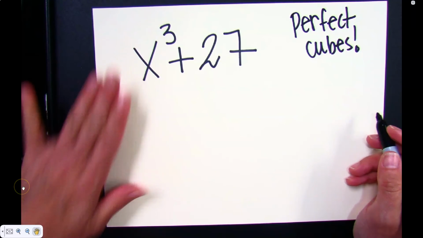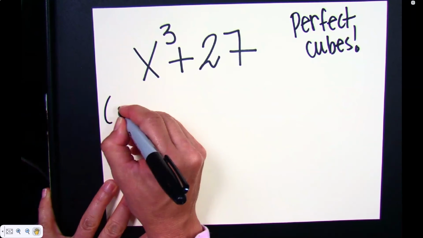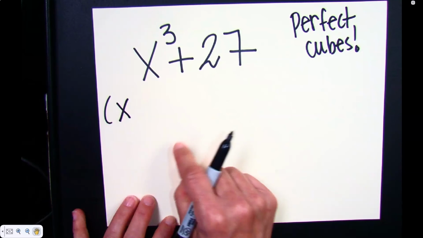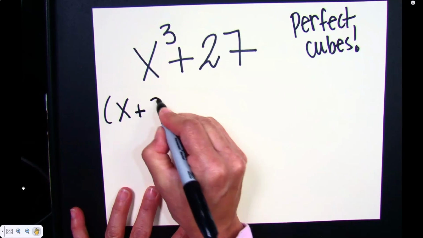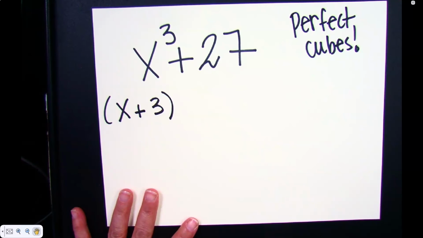And here we go. So the first thing that you do is you cube root the first term and the last term. The cube root of the first term is just x. And then 3 times 3 times 3 is 27. So when I cube root the 27, it's going to be a 3. Notice I wrote a plus sign. I wrote a plus sign because that was in the original problem.